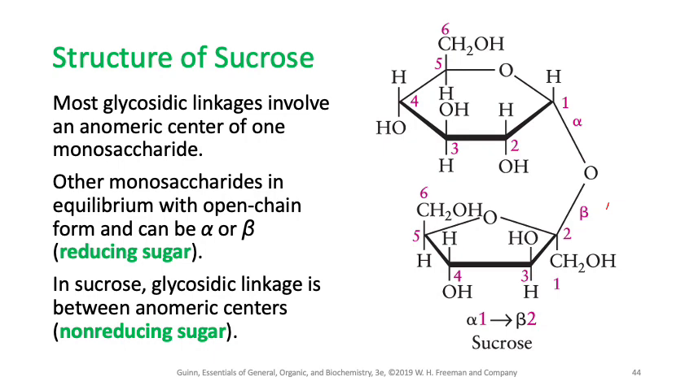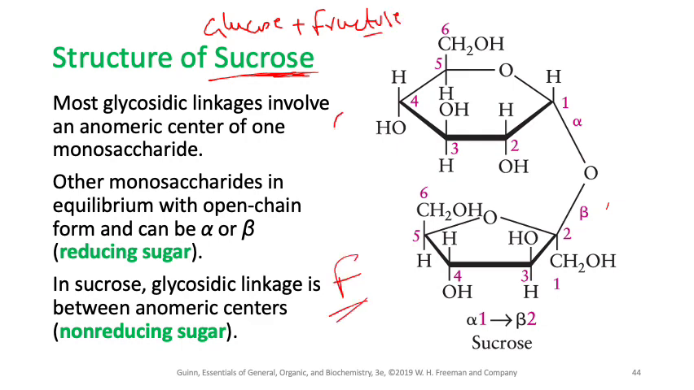Now let's talk about the bond in sucrose, which is a disaccharide. Sucrose is made up of glucose plus fructose, right? So this is your fructose, this is your glucose, right? And if you can see which kind of bonding you have in here, you have an alpha 1 beta 2 glycosidic linkage, right? Or glycosidic bond. Why?